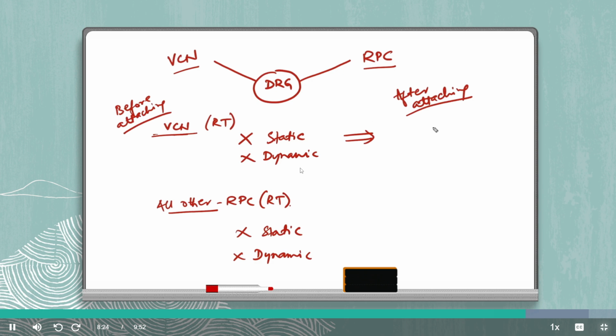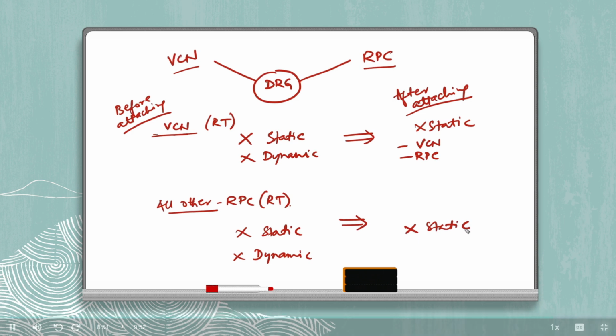Even after attaching, if you don't add any rules manually, there will still be no static rule. But in case of dynamic, it will have entries for VCN and entries for remote peering connection. In case of other attachments, after attaching RPC to DRG, if you don't add any static routes, there will be no static routes. And in case of dynamic, there will be only one for VCN. And technically, let's say this VCN has two subnets, so there will be two entries.